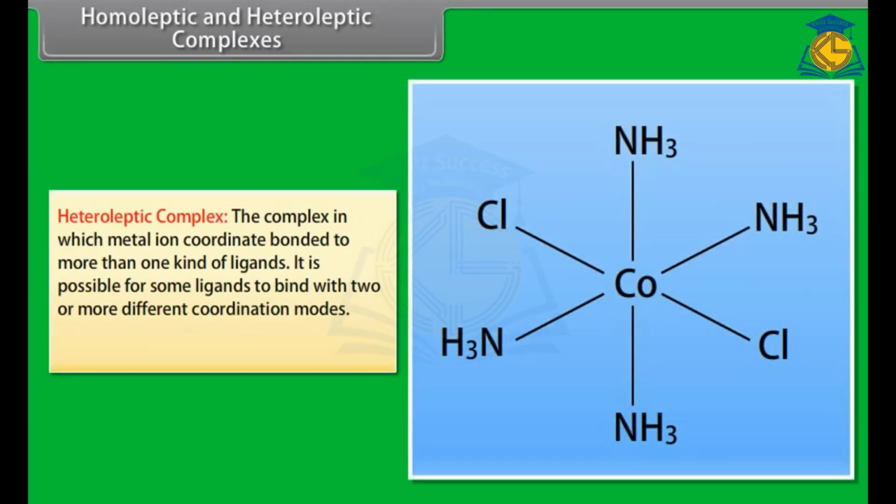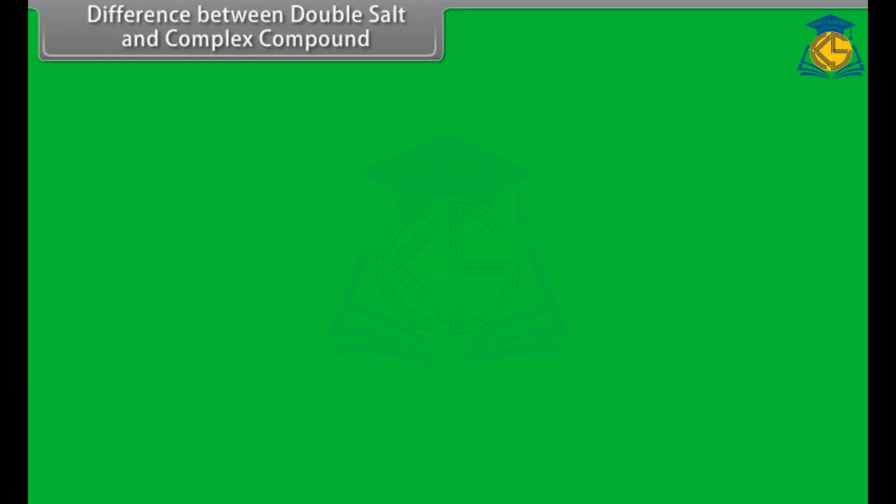Heteroleptic complex. The complex in which metal ion is coordinate bonded to more than one kind of ligands. It is possible for some ligands to bind with two or more different coordination modes. For example, [CoCl2(NH3)4]+.